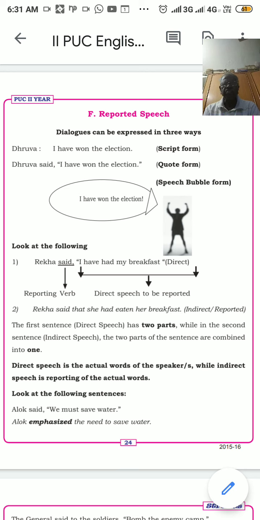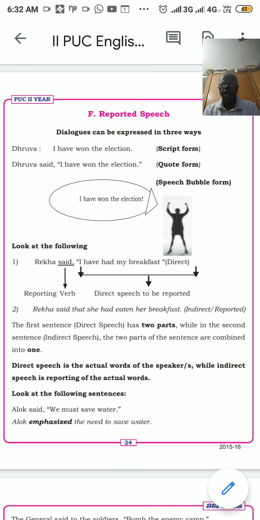I'll give an example. Suman said, "I am reading a novel." Which is the verb here? Am reading. Underline, am reading. What is the tense? Present continuous. It is changed like this: Suman said that she was reading a novel. Underline, was reading. This is past continuous. So present continuous has become past continuous.